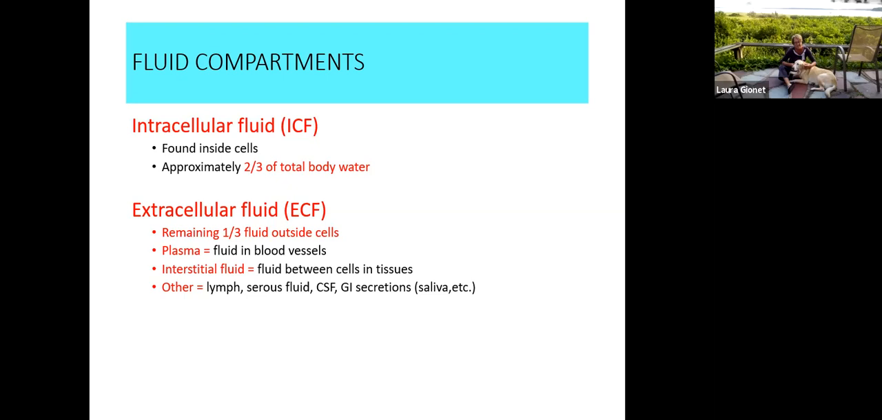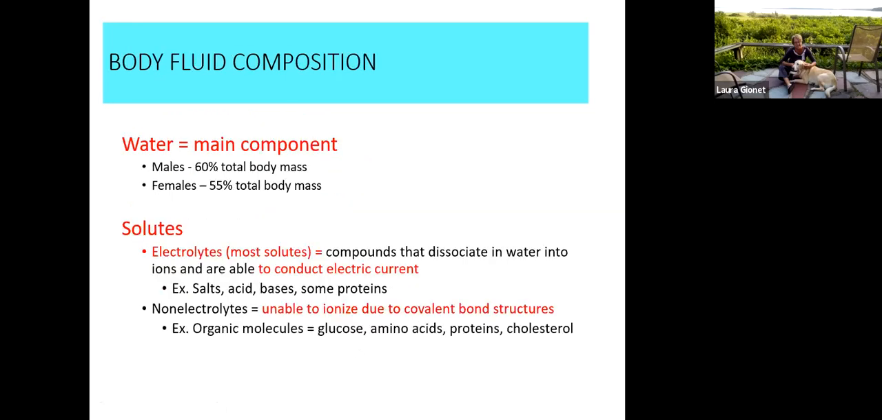Remember that we have serous fluids. We have fluid that's part of the cerebrospinal fluid, GI secretions, saliva, tears, in joint capsules, between diarthrotic joints that have lots of movement. So there are many other locations other than within cells.